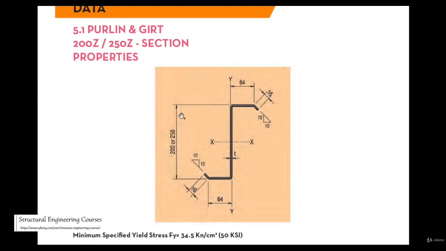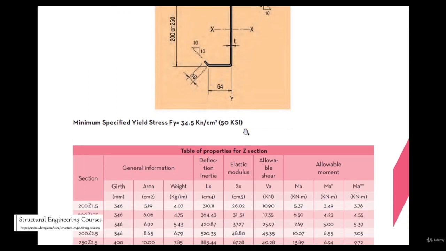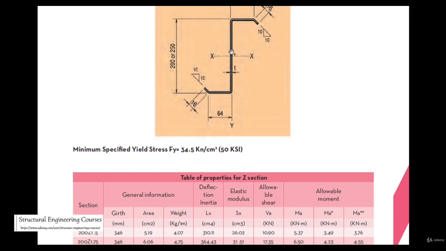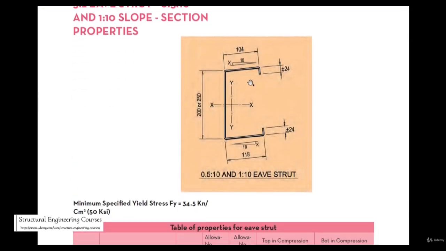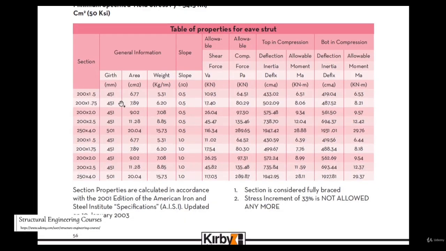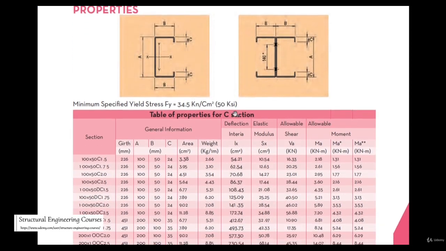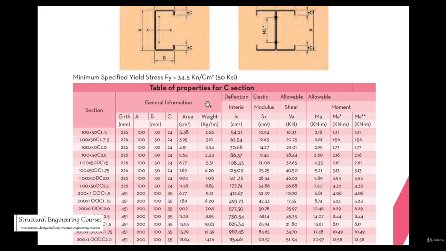Here the height is 200, 250, and mostly what matters is the thickness. So T can be, let us suppose, 2 mm to 3 mm or 1.5 mm also. This is the typical arrangement of an E strut. Here they had given the various areas: weight, slope, allowable shear force, allowable compressive force, and here also they had given the elastic modulus and allowable moment in these cold form C sections.